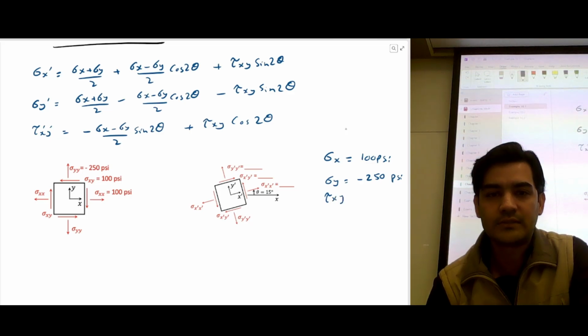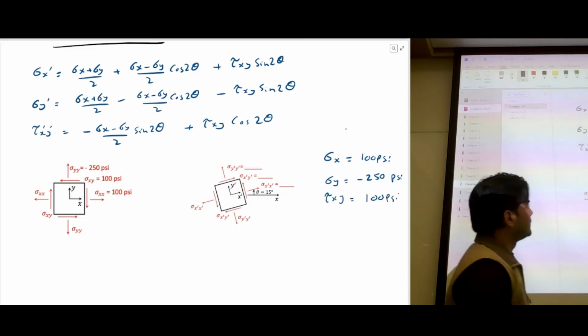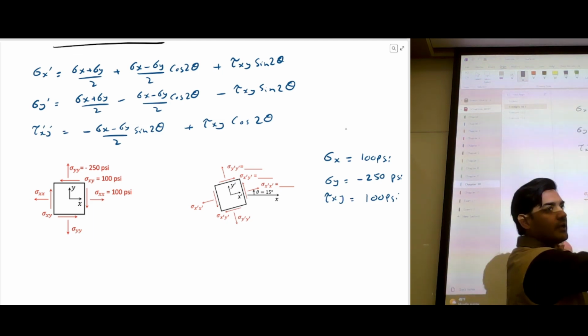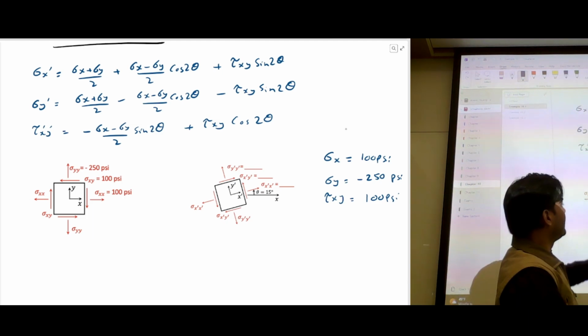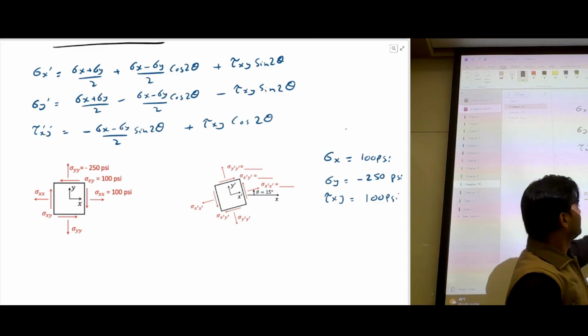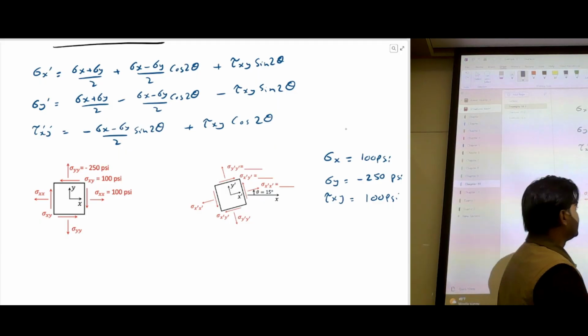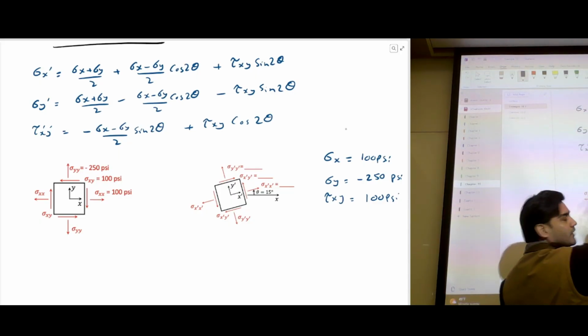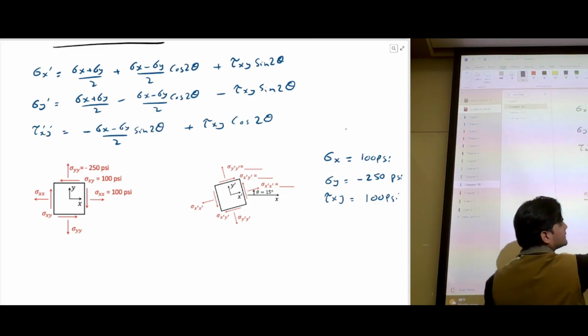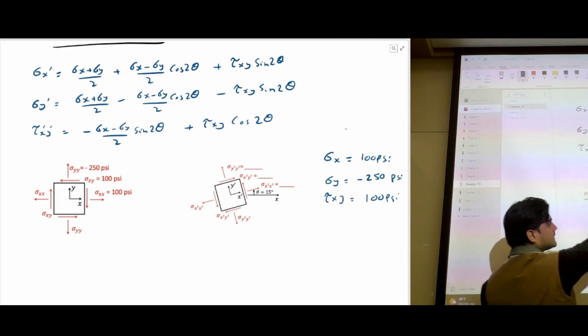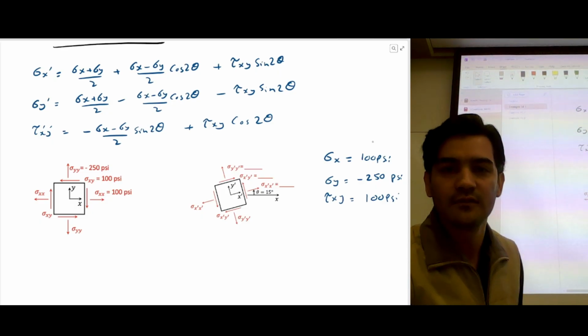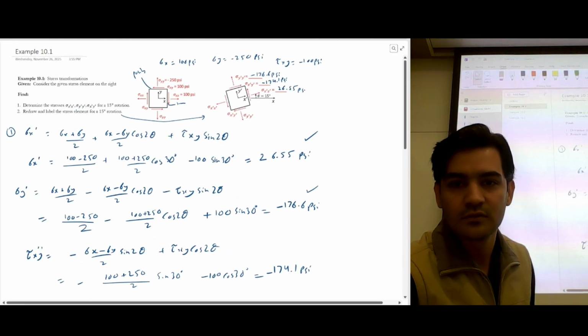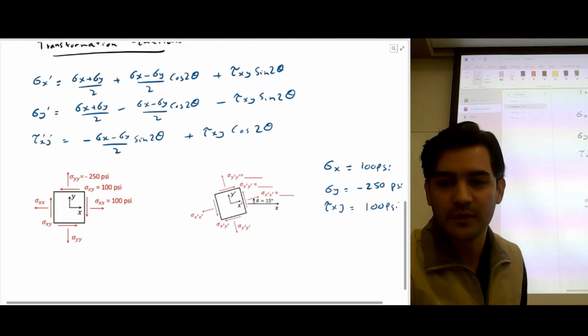And tau xy is 100 psi. So we all know the conventions. Tension is positive, compression is negative, right? But for torsion, for shear stress, it's positive when you have anti-clockwise rotation. So if you look at this face, this is the positive face. In this case, it's causing clockwise rotation, so it's going to be negative. This is what you have to remember.